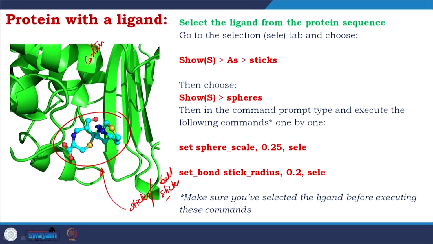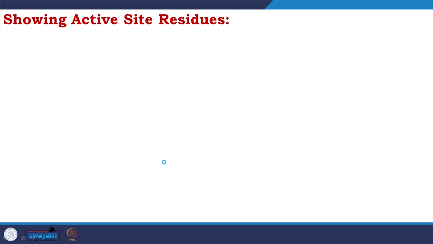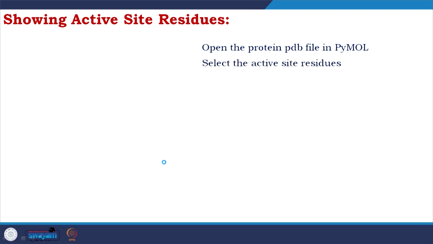Going back to my presentation, showing active site residues. Although we have already shown the residues of serine and glycine, these are the active site. Every time, you have to open the protein PDB file in Pymol, then select the active site residues. How do you select it? It is a very interesting question. A lot of beginners who take training with me ask this. There is no rule. Generally, we go to the literature and read about the protein, which gives us knowledge about the active site.